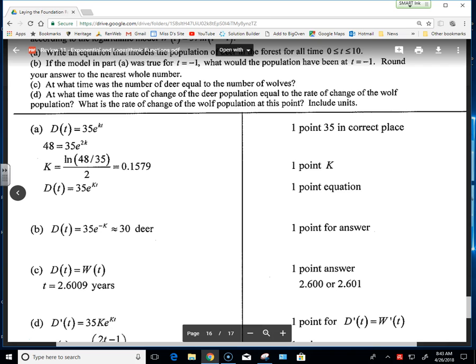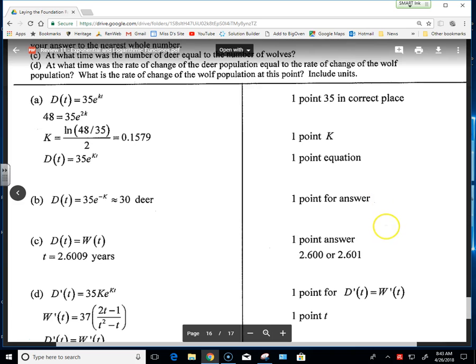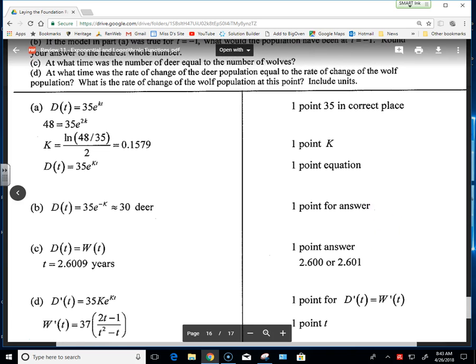And then letter C, this is the one that Tyler was just talking about. At what time was the number of deer equal to the number of wolves? I did not like how they worded this question. That's okay, though. Just set D of t equal to W of t. I don't like how they worded the W function as increased by. They should have said something like the population is modeled by. But yeah, setting them equal to each other and solving.